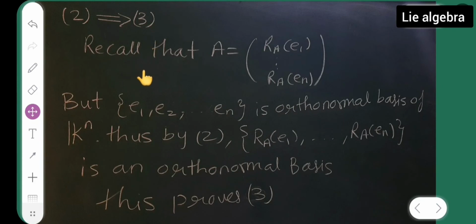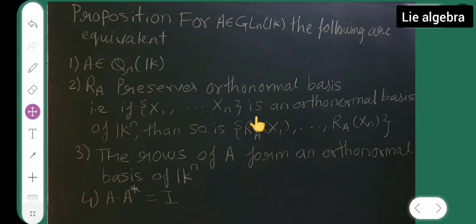So let us prove. Now recall that A is equal to Ra of E1 up to Ra of En. But this set E1, E2 up to En is an orthonormal basis of Kn. Thus by 2 I can write Ra of E1 up to Ra of En is an orthonormal basis. So this proves the third part. So after this, taking the third part, I will be proving the fourth.